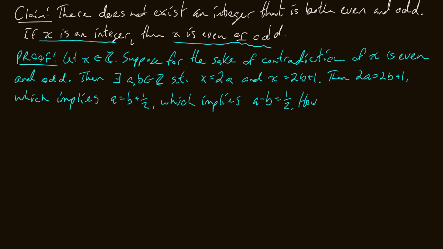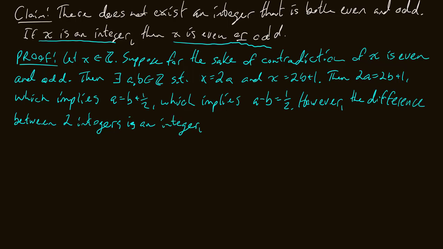However, the difference between two integers is an integer. But 1/2 is not an integer. It's not in the set of integers. So this is our contradiction. When we reach our contradiction, we usually indicate it with a symbol. People use different symbols. I think the most common one you'll see is two arrows pointing towards each other. That's what I always do.